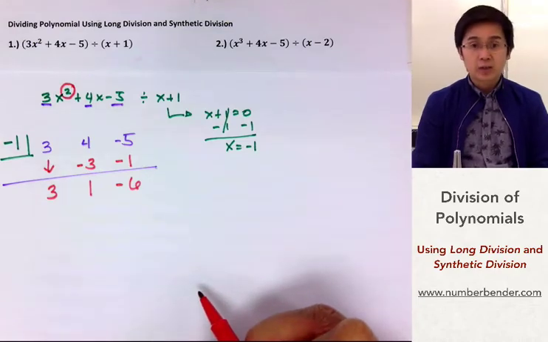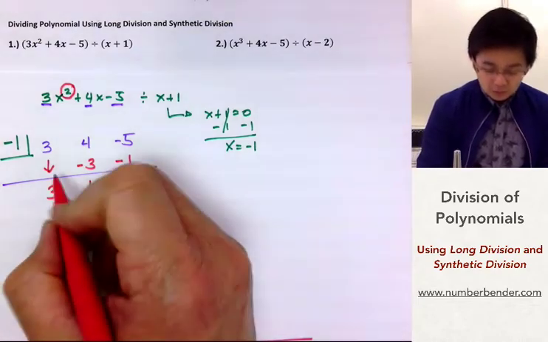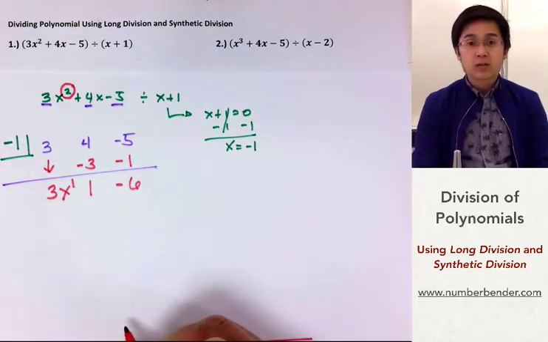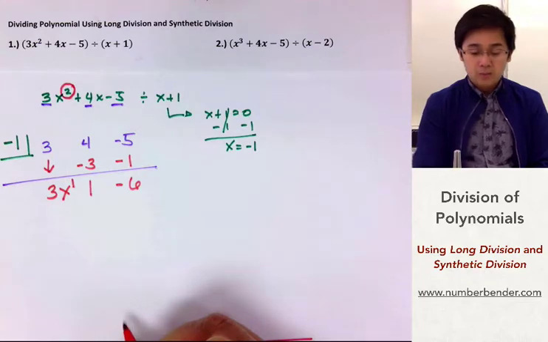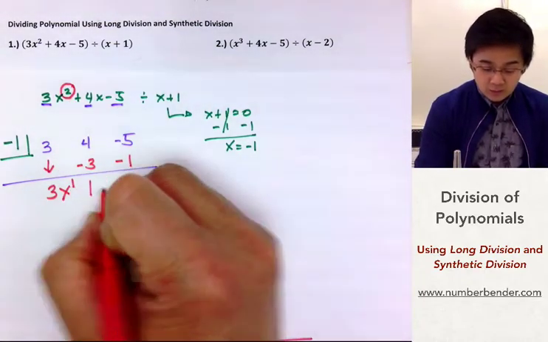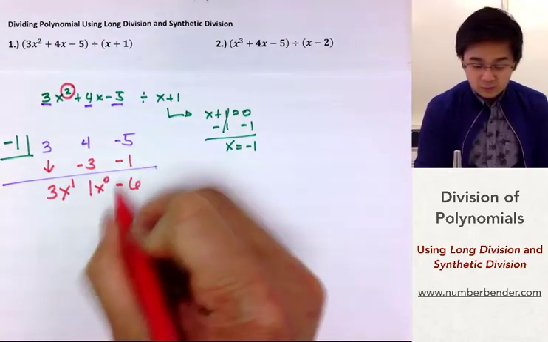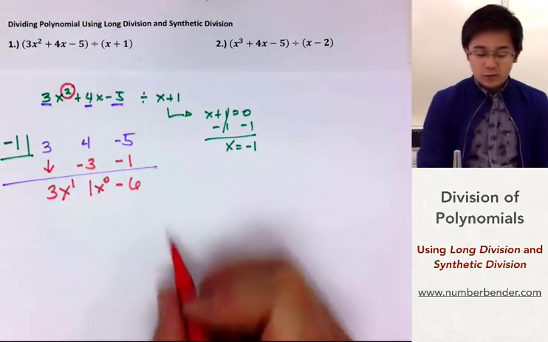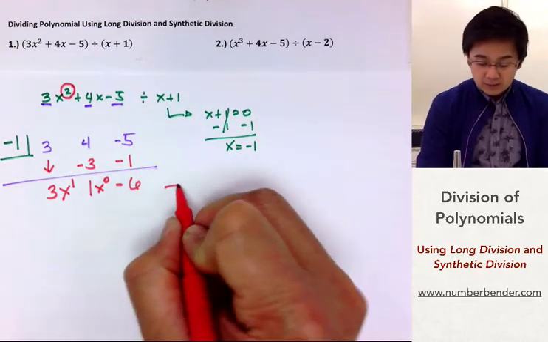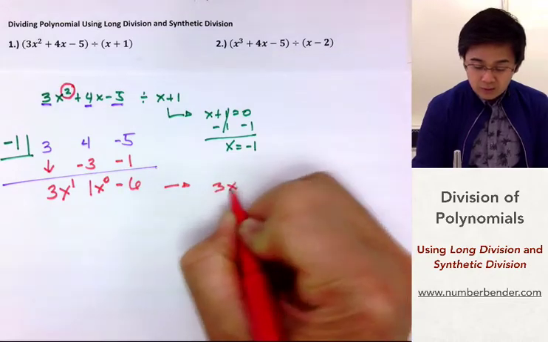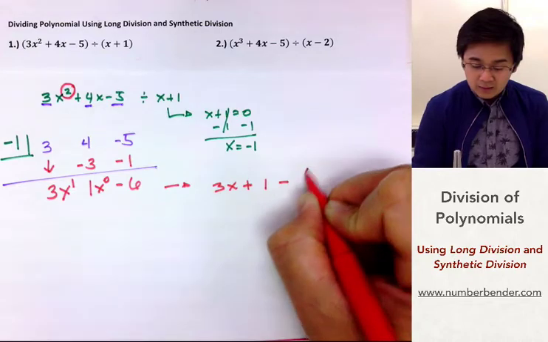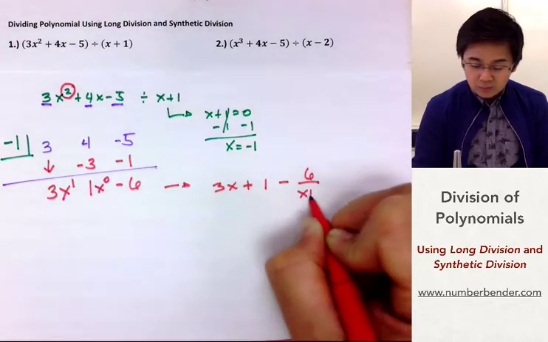Since we have an x squared in our polynomial, our answer or quotient will have a highest exponent of 1. So you always subtract 1 from the original polynomial's exponent for our final answer. So if this is 1, this will be x raised to 0, and this will be our remainder. So to write out our polynomial in standard form, this can change into 3x plus 1 with a remainder of negative 6 all over x plus 1.